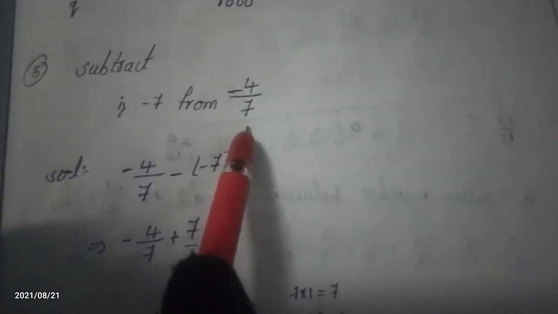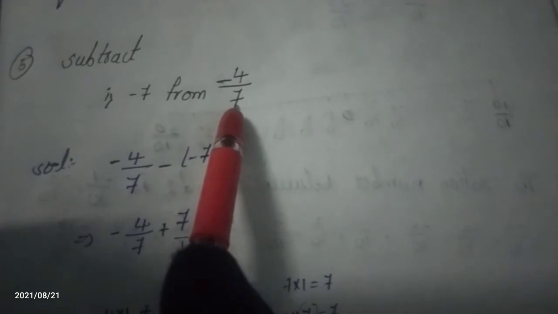Subtract -7 from -4 by 7. First you need to write this number, then you have to write this number. What we have to do is subtract, so I am writing the subtraction operator between the two numbers. First -4 by 7, then the subtraction sign, then -7 as it is.